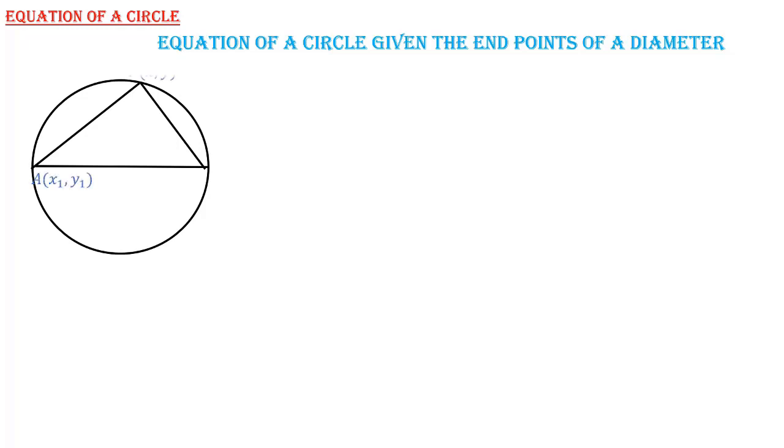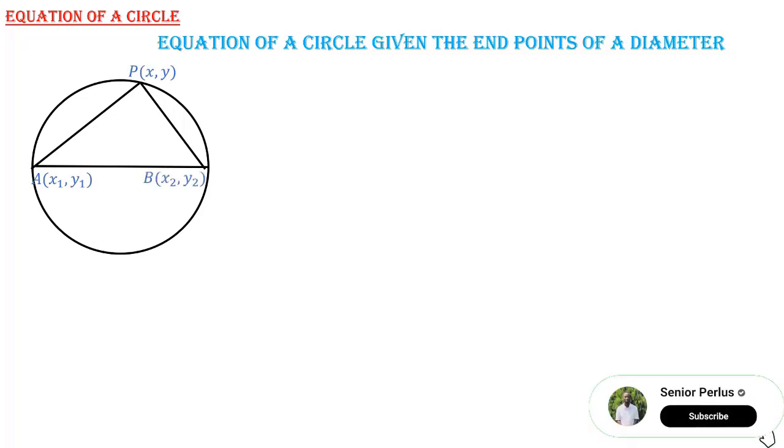So the first point is A, and our second point is P(x, y). That's our point. And B. Good. So the gradient of line AP is m1. So we find the gradient of line AP is m1 and BP is m2.